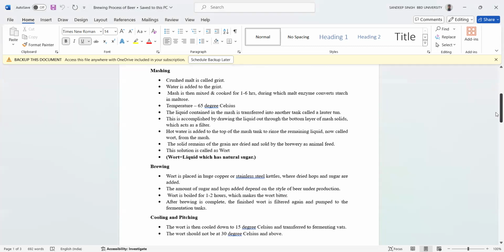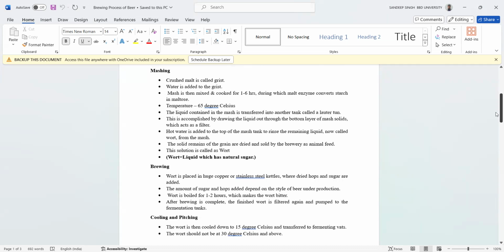Now, next is mashing. Crushed malt is called grist. Water is added to the grist. Mash is then mixed and cooked for 1 to 6 hours, during which malt enzyme converts starch into maltose. And at what temperature? Temperature at 65 degrees Celsius.